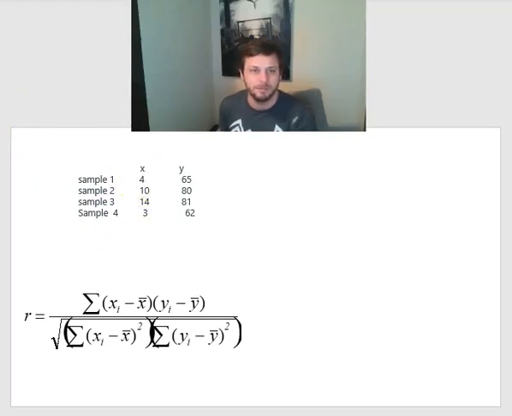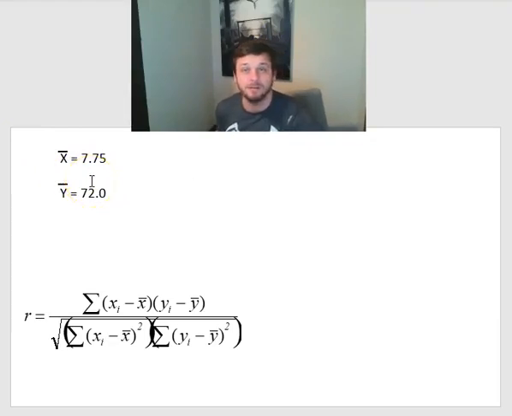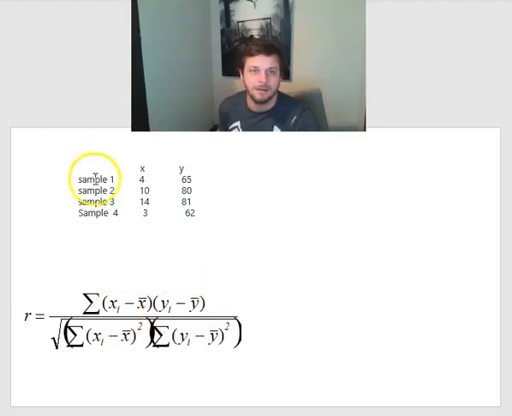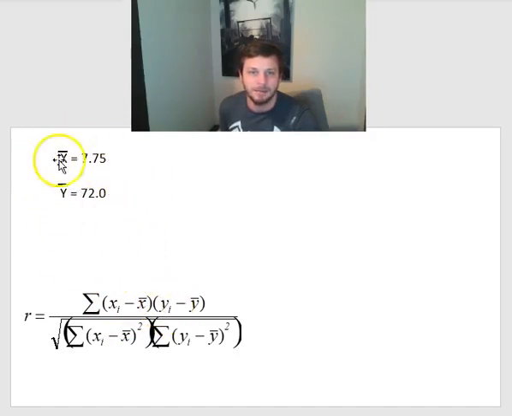And so you end up getting an X of 7.75 and a Y of 72. So our X mean and Y mean, or X bar and Y bar, is 7.75 and 72. And that's going to go here and here. And these i's, that's going to be these. So this would be X1, X2, X3, X4. And so you would put your 4 here, and you would put your 65 here, subtracting them by that mean.